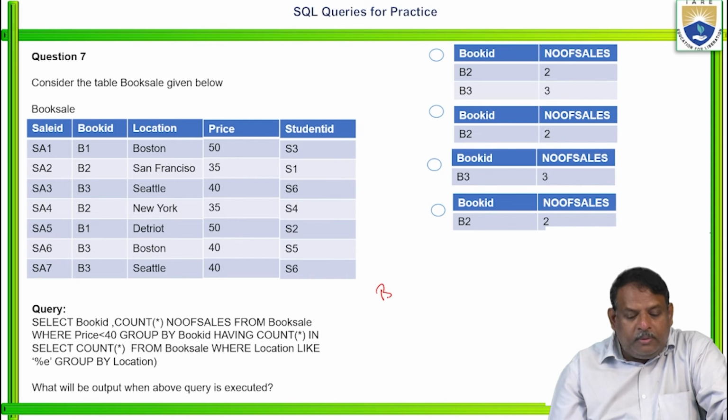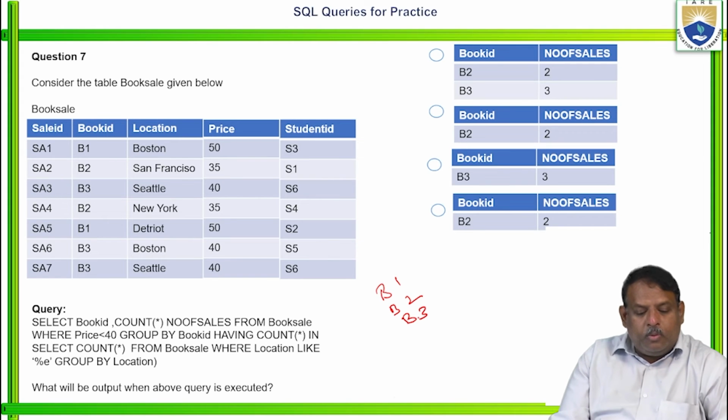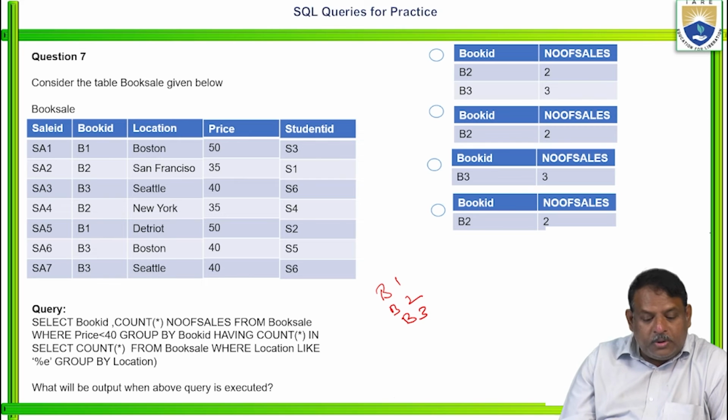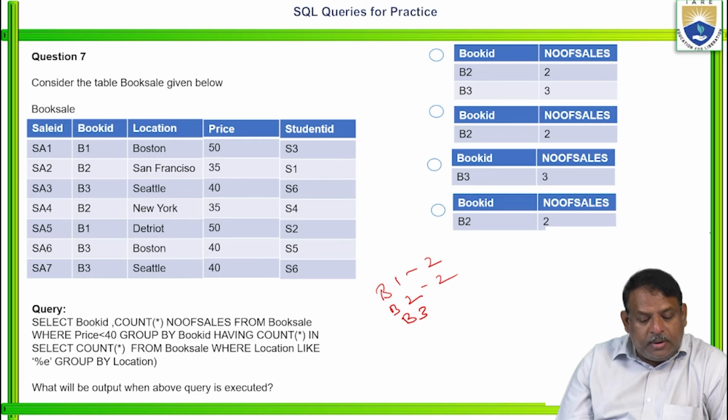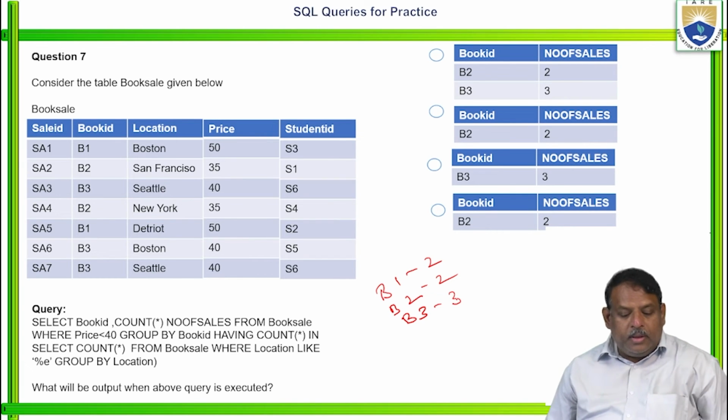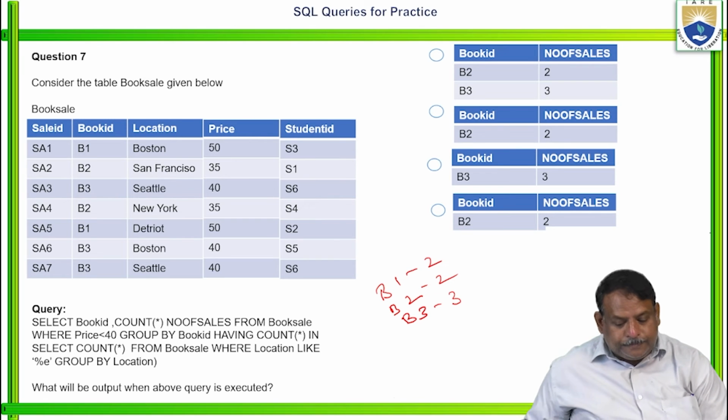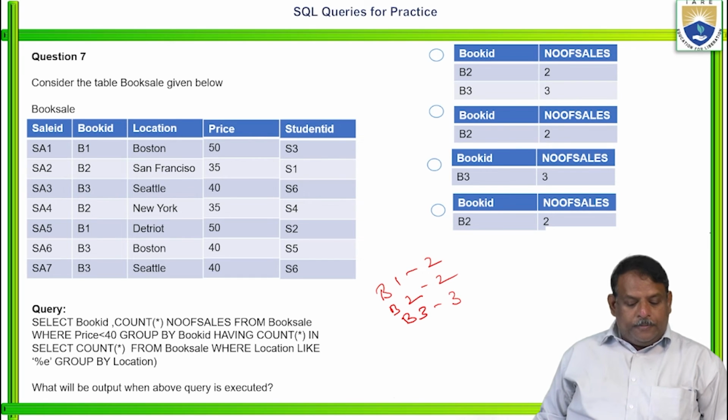So we have here B1, B2, B3. We have 3 books. So how many records are there? 1, 2, 3, 4, 5, 6, 7. Okay, we have 7 records here, but 3 books. So B1 has 2 records. B2 has 1, 2, 3. Next B3, how many records are there? 1, 2, 3 records. Okay, this is what we have grouped till now.